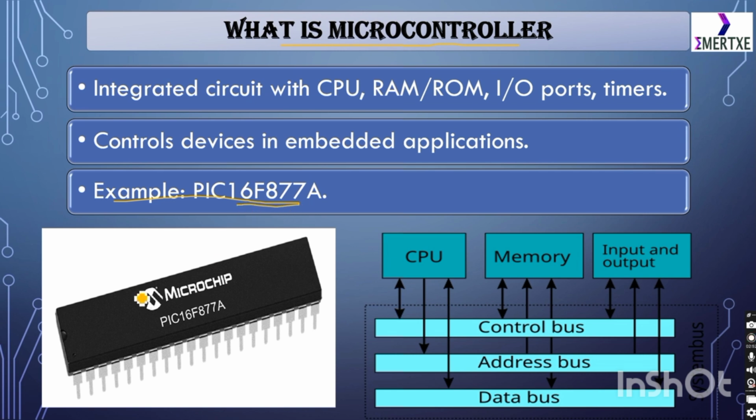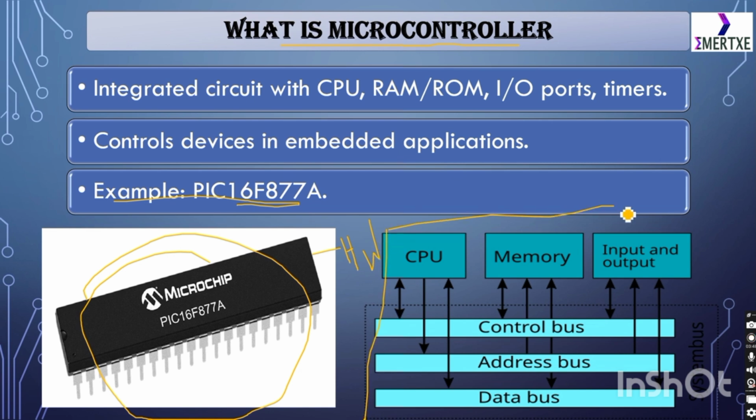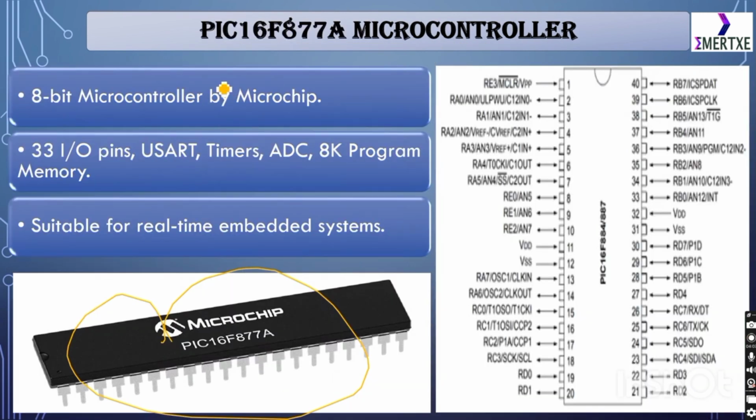Now we move forward to the next slide. What is a microcontroller? An integrated circuit with CPU, RAM, ROM, input output ports, and timers. It is a control device in embedded applications. For example, PICSIMLAB, in which we have developed the code and have the hardware. PIC16F877A has CPU, memory, input outputs, control bus, address and data bus that we can see here.